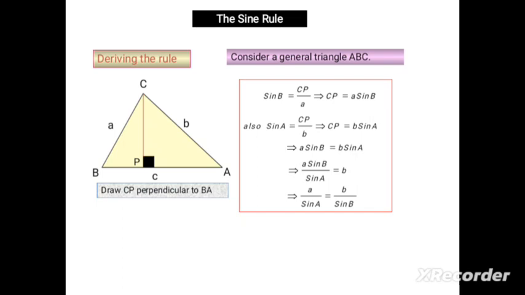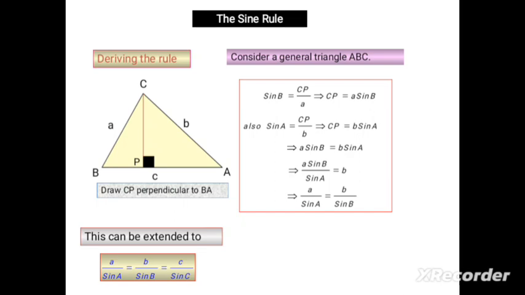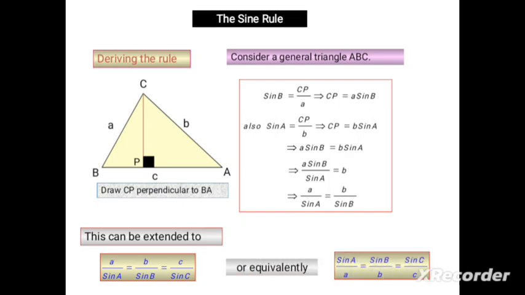That will get us to our rule: a over sine A equals b over sine B. This can be extended to a over sine A equals b over sine B equals c over sine C, equivalent to sine A over a equals sine B over b equals sine C over c.